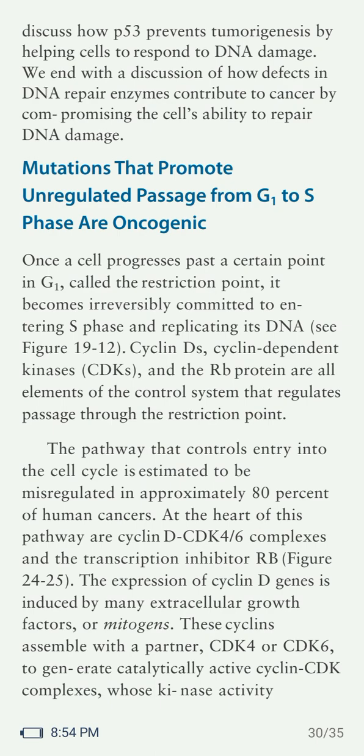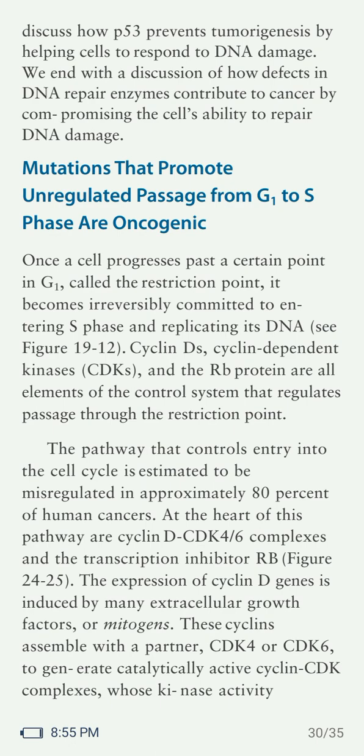Once a cell progresses past a certain point of G1 called the restriction point, it becomes irreversibly committed to entering S phase and replicating its DNA. Cyclin Ds, cyclin-dependent kinases (CDKs), and the RB protein are all elements of the control system that regulates passage through the restriction point. The pathway that controls entry into the cell cycle is estimated to be misregulated in approximately 80% of human cancers. At the heart of this pathway are cyclin D-CDK4/6 complexes and the transcription inhibitor RB.